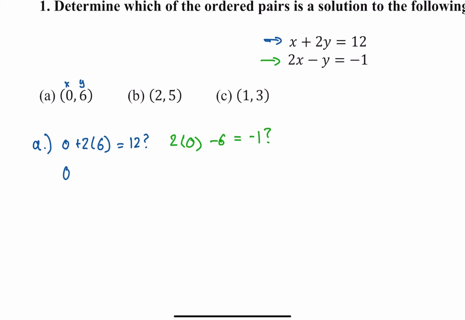And you see 0 plus 12, is that equal to 12? Yes, it is. And let's see, 2 times 0 is 0 minus 6. Is that equal to minus 1? No, it is not. So this was no, this was yes. So the answer to this first question is no. It has to satisfy both in order for it to be a solution. I'm going to put it underneath. So that's how it plays out.